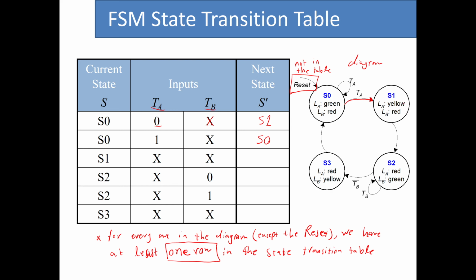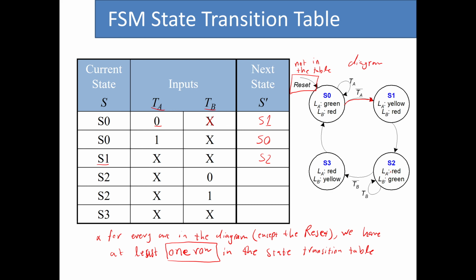So for this arc to happen, we need to be at the state 1. And as you can see, this arc does not depend on any of the inputs because we didn't put any conditions on this arc. So for this arc to happen, the only requirement is that we be at the state 1. So if we are at the state 1 and TA and TB are both don't cares, what happens is that we go to state 2. So this row is representative of this arc. Again, we are at the state 1. The values for TA and TB don't matter for us. And we go to state 2.